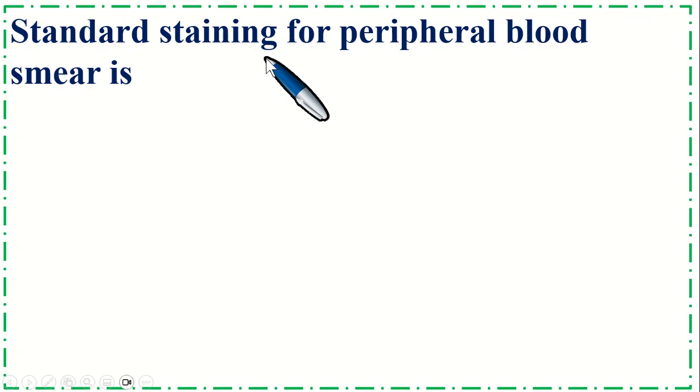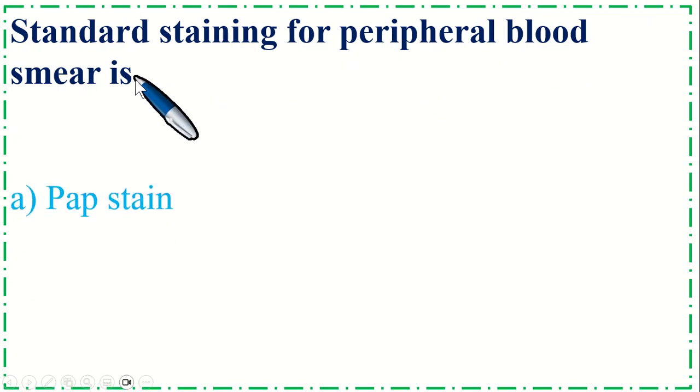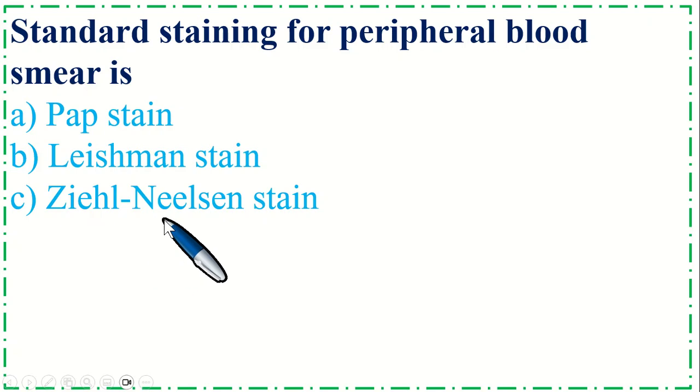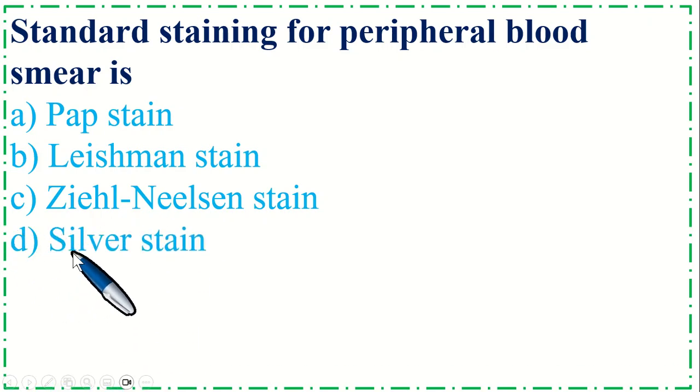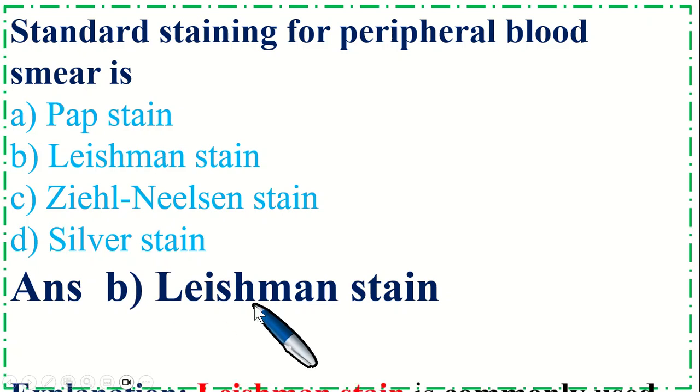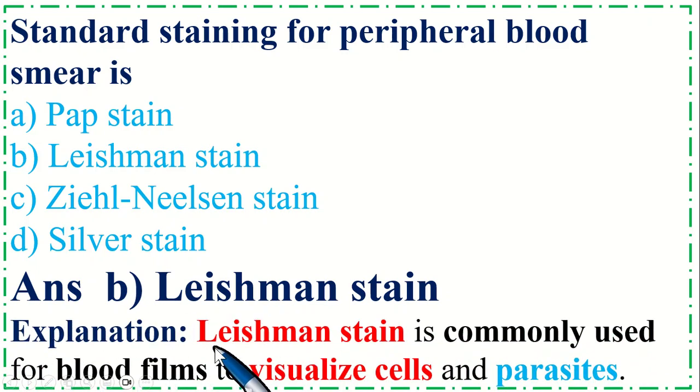Standard staining for peripheral blood smear is: option A, Pepstein; B, Leishman stain; C, Ziehl-Neelsen stain; and option D, silver stain. So the correct option is B, Leishman stain. Explanation: Leishman stain is commonly used for blood films to visualize cells and parasites.